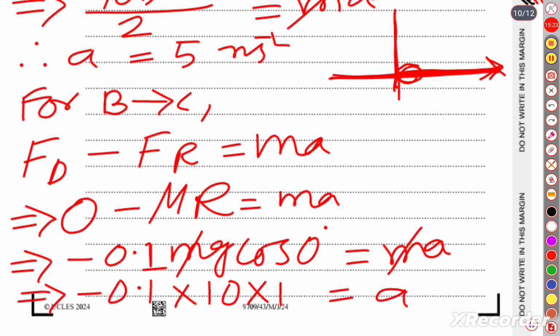So what have we got here? For the surface CD, the acceleration is equal to what? Negative 10 into 0.1, that is negative 1. So not CD, it's actually BC, the second surface. BC acceleration is negative 1. So we have got the acceleration of both ends.